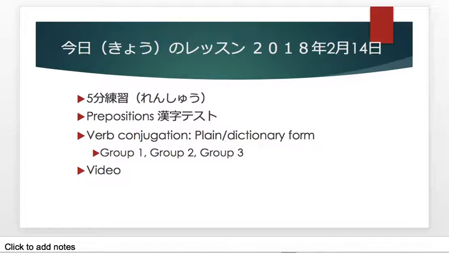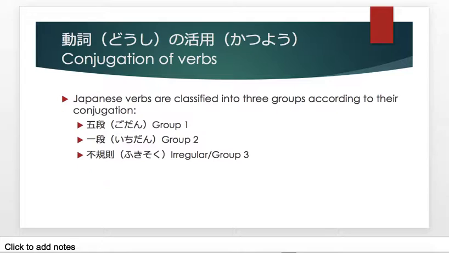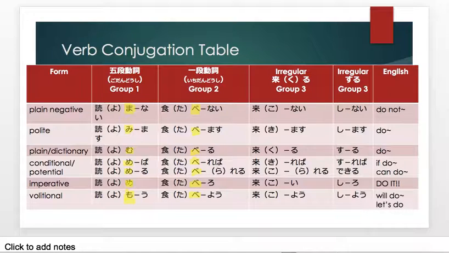Verbs. Or, as we've gone through in our lesson, they're also known as godan, ichidan, and fukisoku. Now, godan means go as in 5, dan as in step, ichi is 1, dan is step, fukisoku, fu is no or none, kisoku is rules. Now let's have a look at why they're called this way.